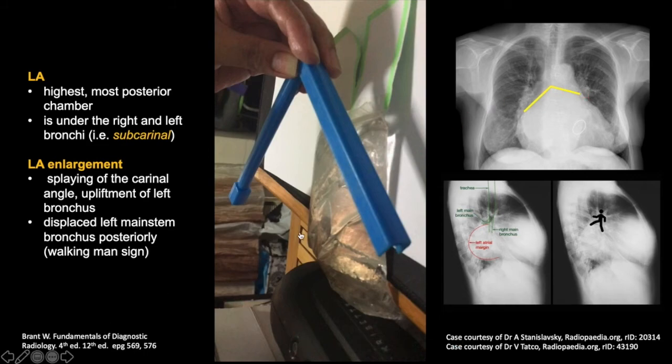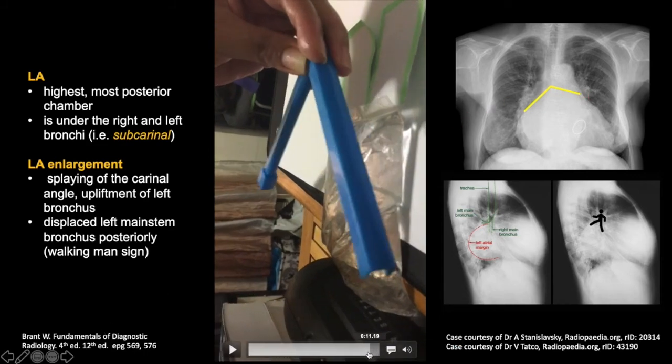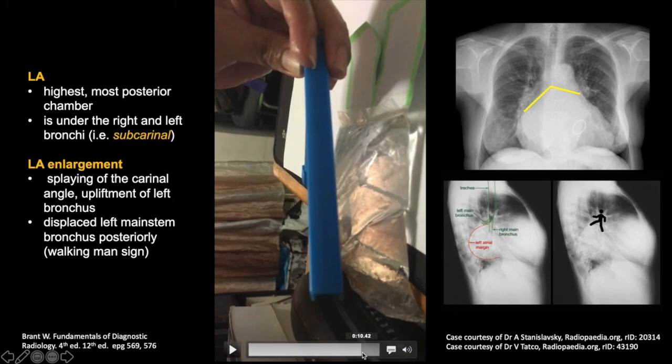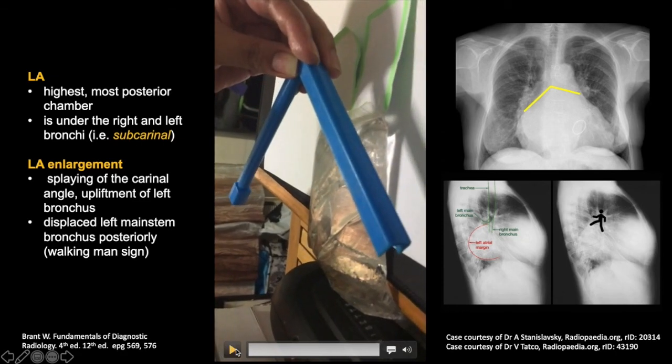Let me just show to you this one. This is the normal configuration of the right and the left mainstem bronchus in a lateral radiograph in a normal setting. The right mainstem and left mainstem bronchus are superimposed on each other. But when you have enlarged left atrium, the left mainstem bronchus will then be displaced posteriorly.